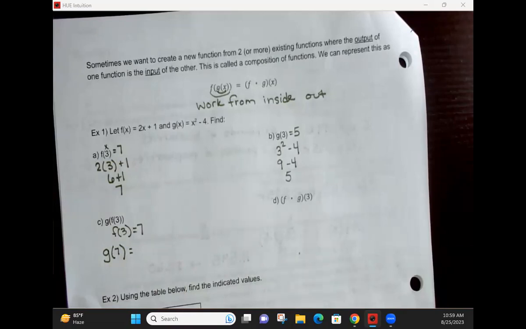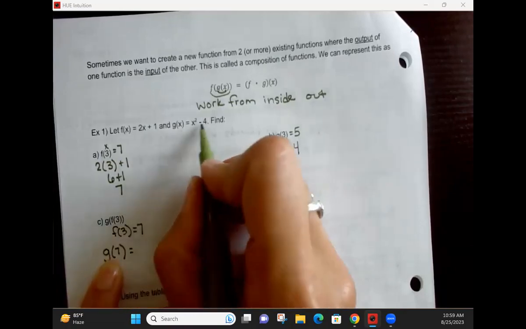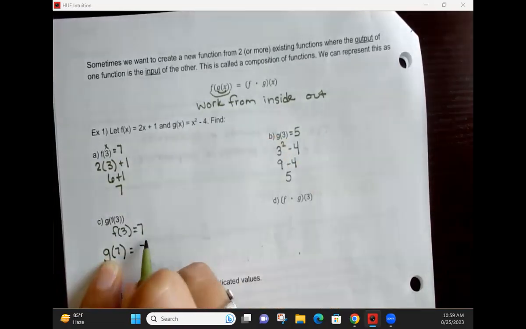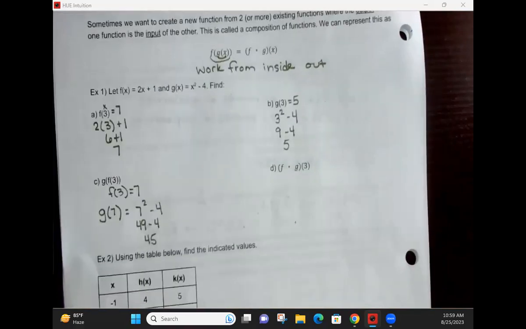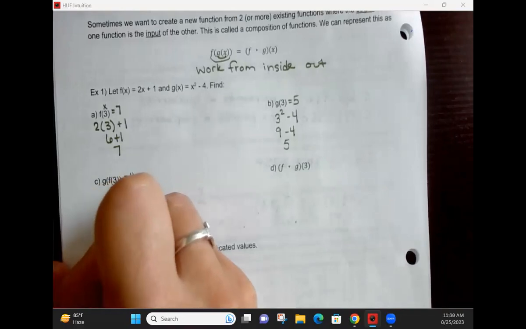Okay, so now I'm going to find g of 7. So here's g of x. This would be 7 squared minus 4. So that's 49 minus 4, which is 45. So what is g of f of 3? It is 45.